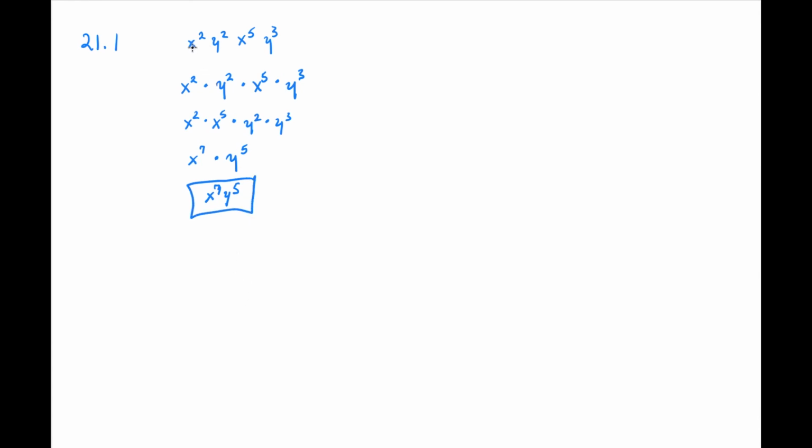All we did was we looked for the bases that were the same, the matching variables, and then we added their exponents together. So we had an x^2 and an x^5. That means x^7. y^2, y^3, that's y^5. Okay? That's all we're doing. So let's move on to 21.2.